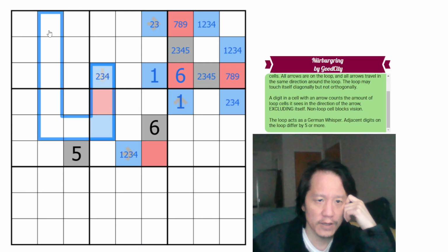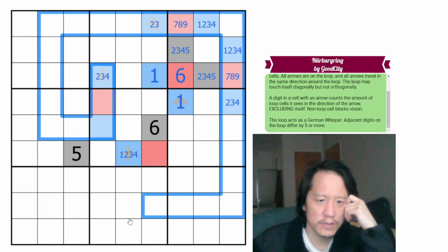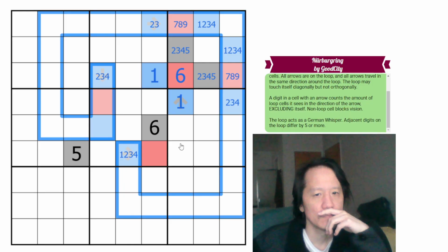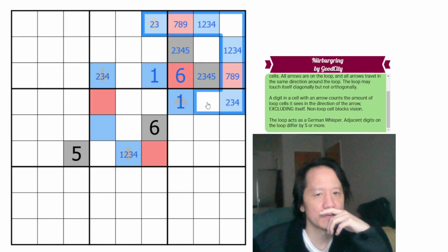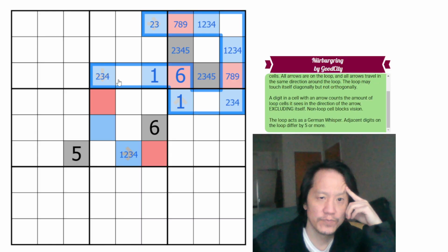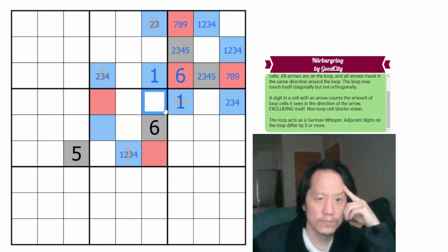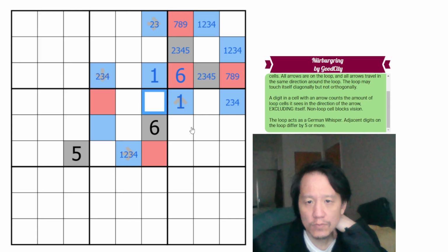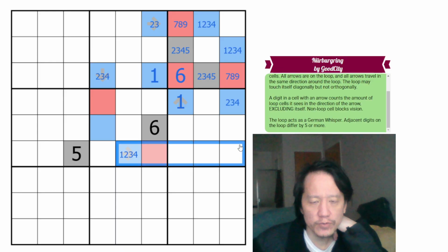I guess it could go like that. That's possible. And then it could go here, to here, to here, to here, to here. Or it could go this way, right? This is fine too. If this was 4, say this was 4, it goes all the way here.